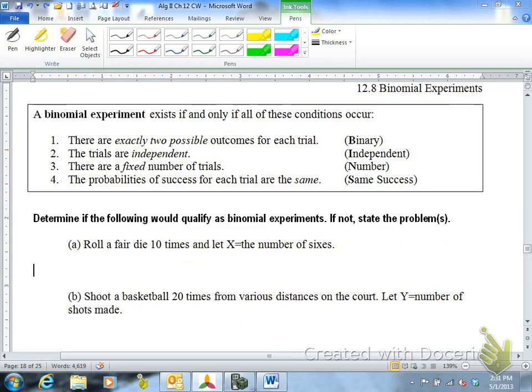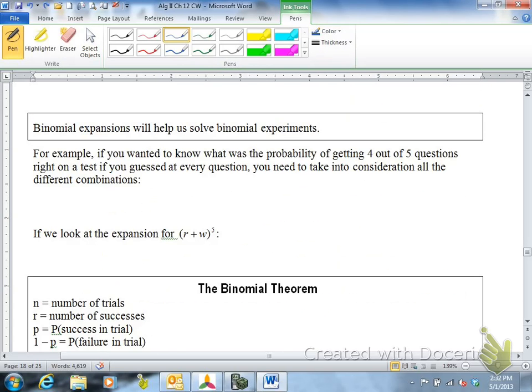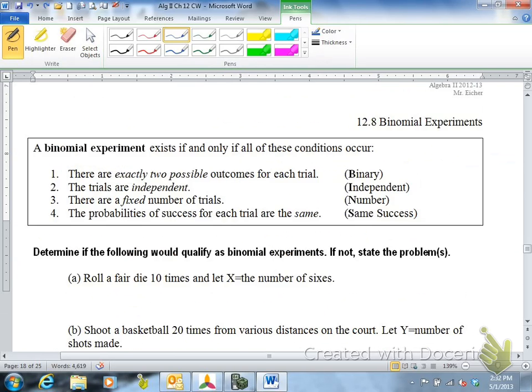So our lesson today is on what's called binomial experiments. In the first part of the notes, I'm going to explain what a binomial experiment is, and then I'm going to relate it to something you've seen before, and then we'll do some examples, and then we'll be all done.